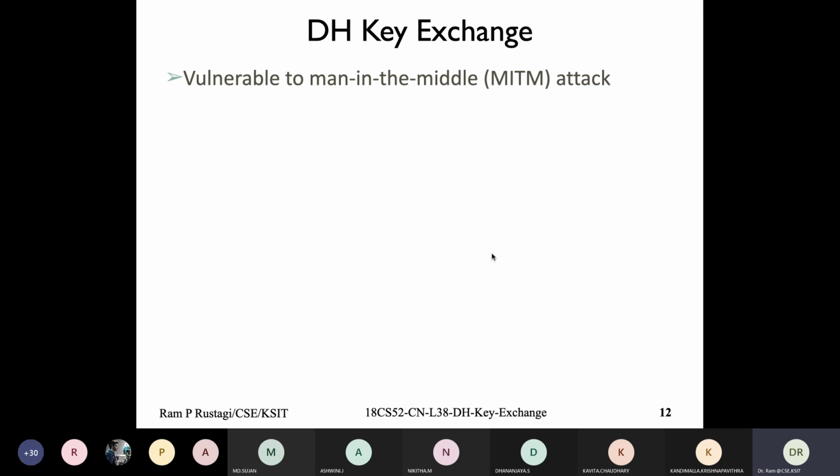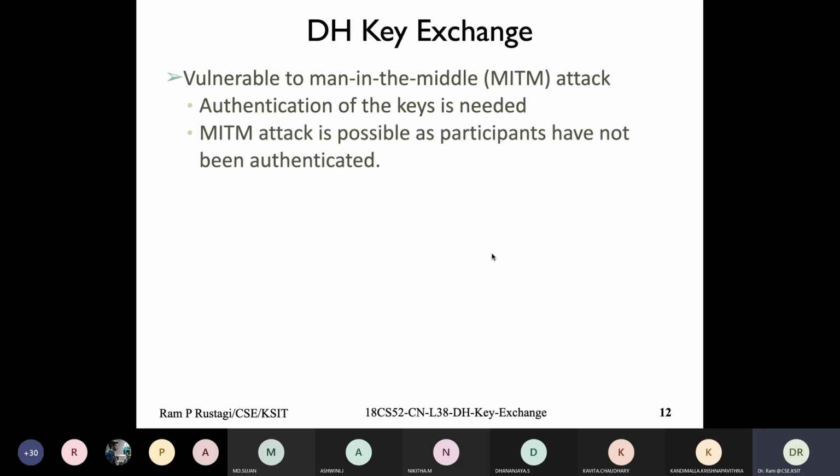However, in real life, this algorithm is implemented with some modifications, because it is vulnerable to a man-in-the-middle attack. When B is receiving a key, B hasn't verified that the key is actually coming from A and not from somebody else. And the same is true for A. So there could be a man in the middle who plays the bad guy role and compromises. I'll give you the idea of how that can happen.